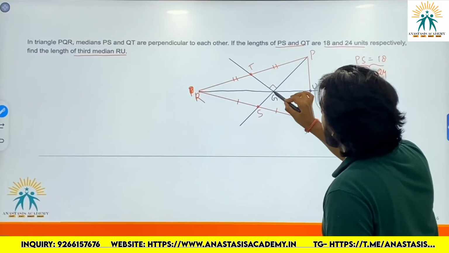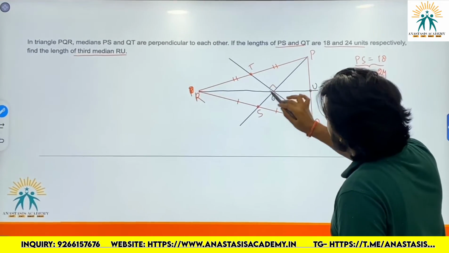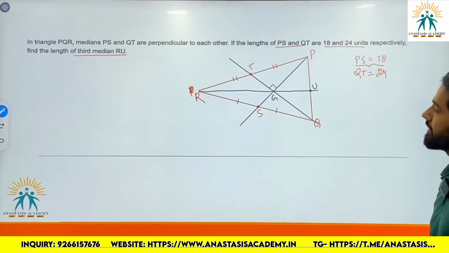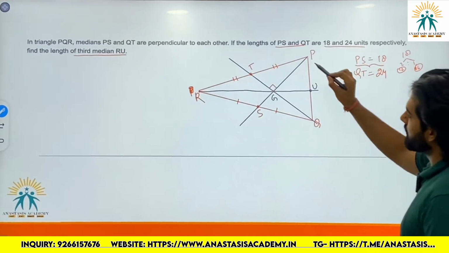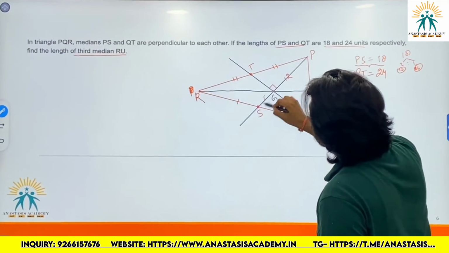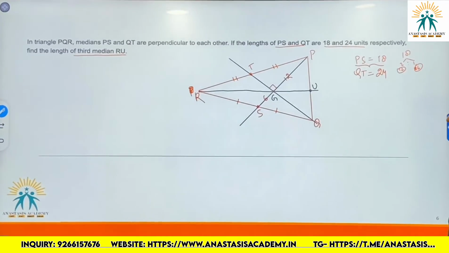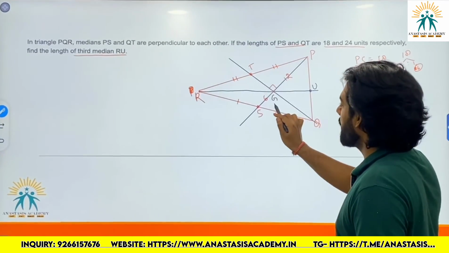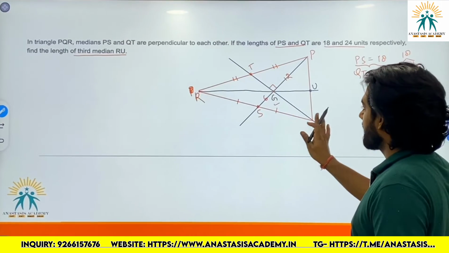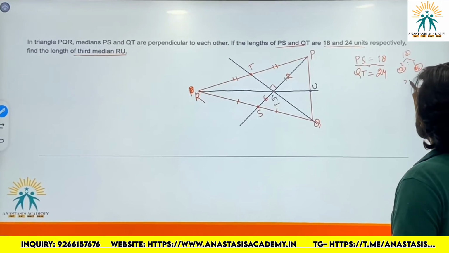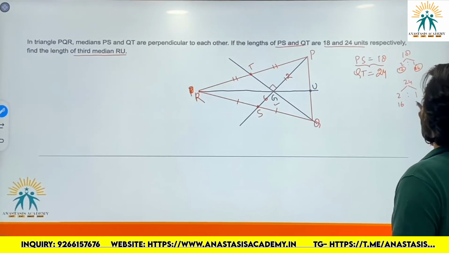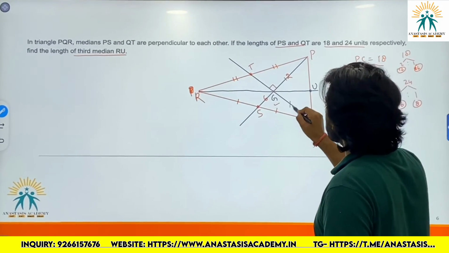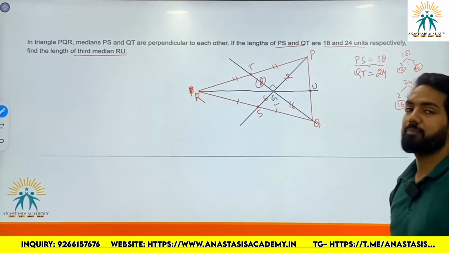Now this centroid will divide this median in the ratio 2:1. So 18 divided in the ratio 2:1 would be 12 and 6. So this length would be 12 units, this length would be 6 units. Also the other median QT, this point G, the centroid, will divide QT in the ratio 2:1. So 24 when divided in this ratio 2:1 would be 16 and 8. So this length would be 16 and this length would be 8.